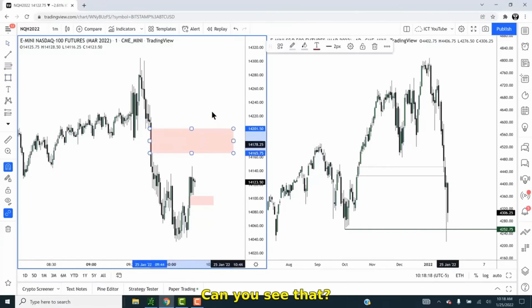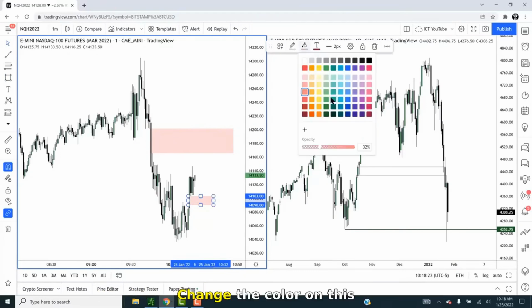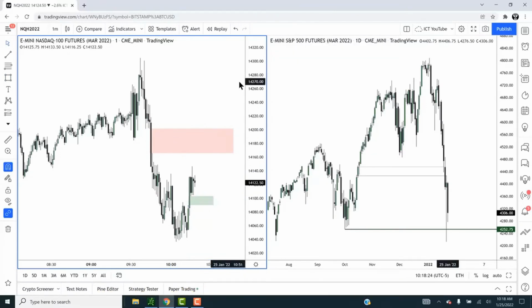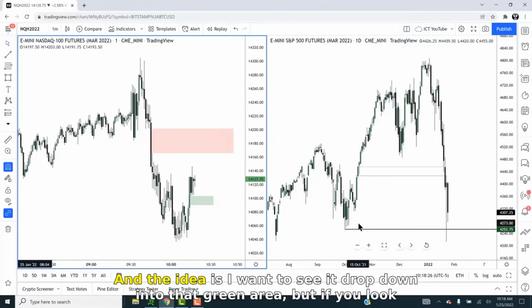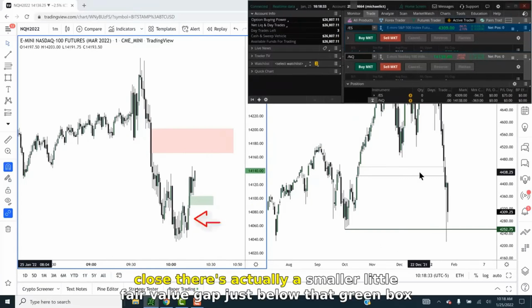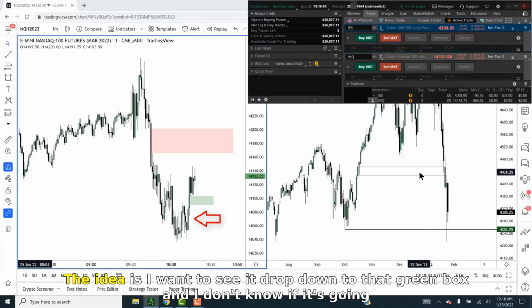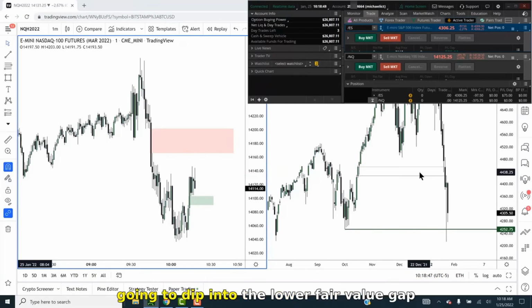Okay, see that? Just the opposite of what I've been showing you. Change the color on this. And the idea is I'm going to see it drop down into that green area. But if you look real close, there's actually a smaller little fair value gap just below that green box. This is not supply and demand. The idea is I want to see it drop down to that green box. And I don't know if it's going to dip into the lower fair value gap.